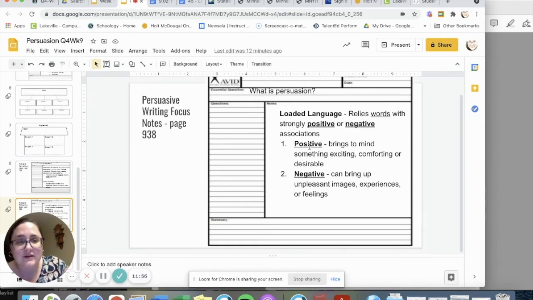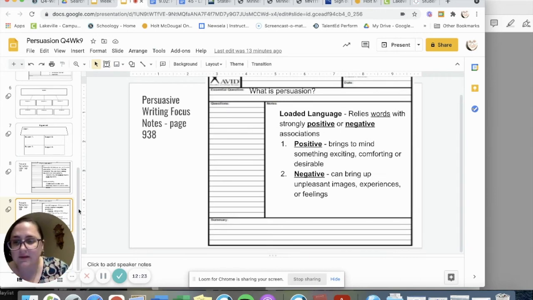So positive loaded language will bring to mind something exciting or comforting or desirable, something that you like, something that is universally loved. But negative loaded language can bring up unpleasant images, experiences, or feelings, maybe awkwardness that you felt, maybe some bad memories. That's what negative loaded language will bring up.